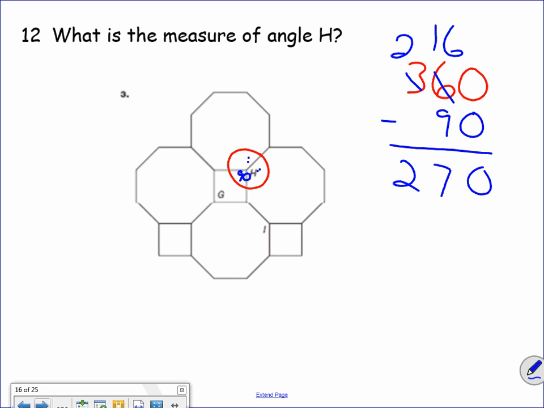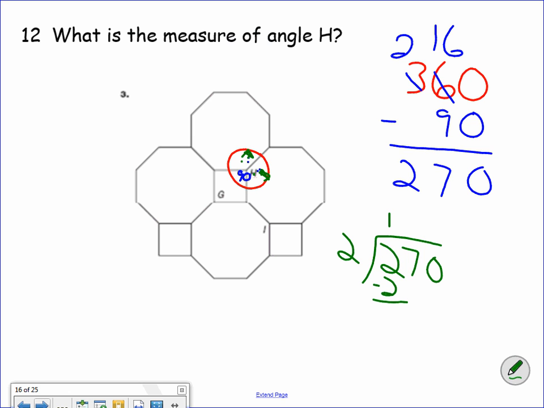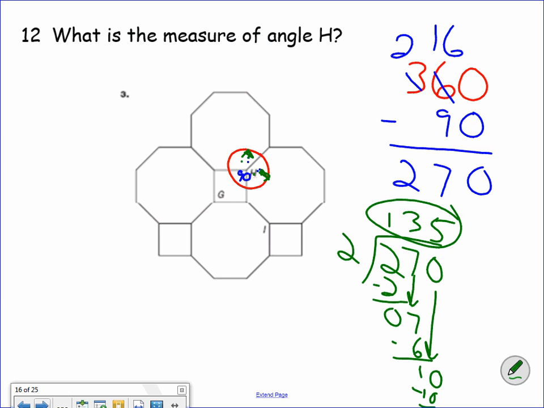So we have 270 left. So I'm going to change colors here. This angle plus this angle, when you add them up, equals 270. So we have to go 270 divided by 2 in order to find out what each one of these angles are. Let's take a look. 2 goes into 2 once. Subtract. 2 goes into 7 3 times. 3 times 2 is 6. 1, bring down the 10. 2 goes into 10 5 times. 10, subtract, we got a 0. We are done. 135 is my answer.